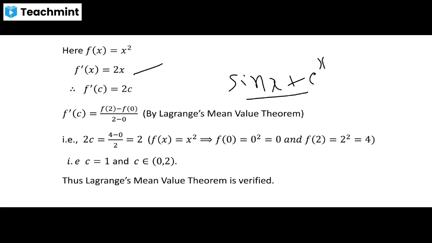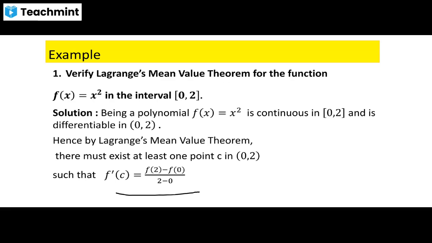Now, considering this case, here we have f dash of c is equal to 2c. Differentiate. f dash of x is 2x, so f dash of c is 2c. That's all. Substitute. f of 2 is 2 square, that is 4.